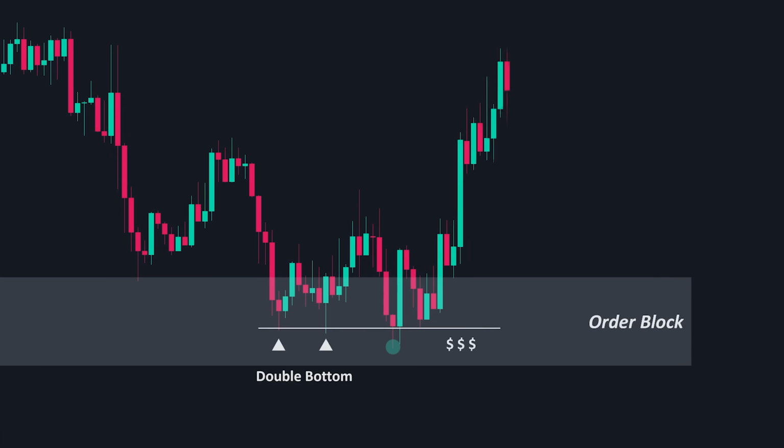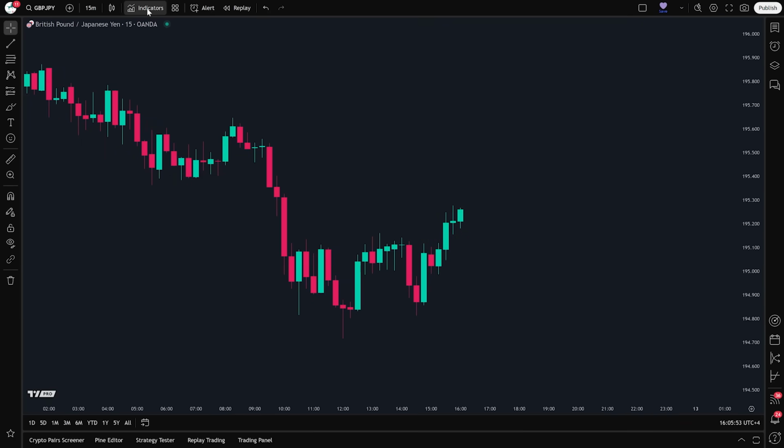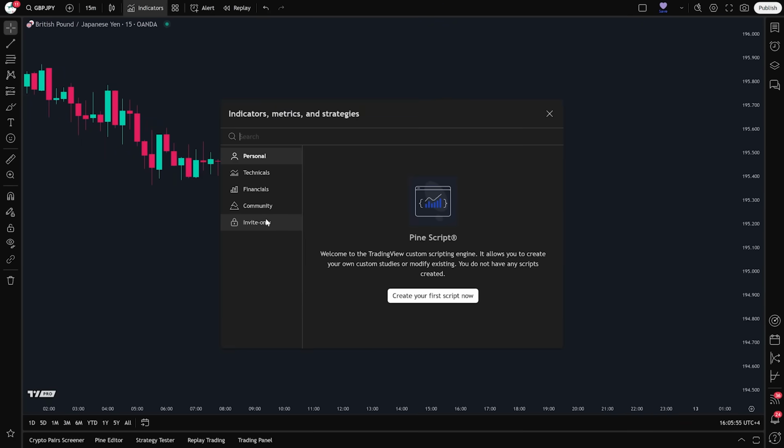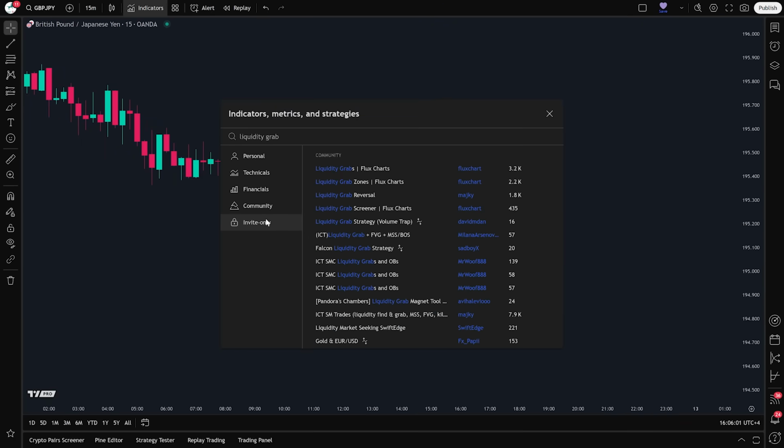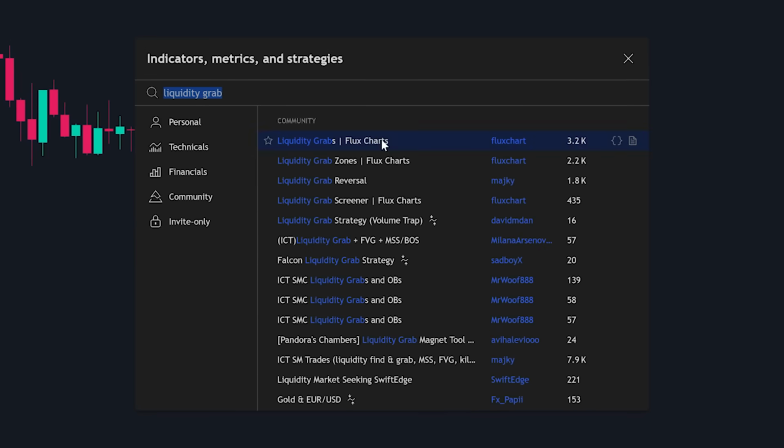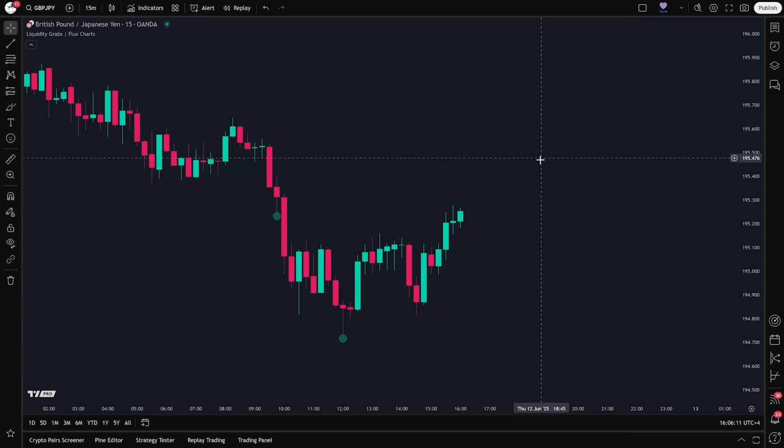This liquidity grab, when combined with confirmation from order blocks, market structure, and other SMC tools, often signals the beginning of a strong bullish move. Now, one important thing to note about the liquidity grab feature is that Flux Charts has provided it for free. To access it, simply open the Indicators tab on TradingView, type Liquidity Grabs, and select the indicator provided by Flux Charts. This gives you access to the same liquidity grab tool available in the Price Action Toolkit, allowing you to analyze the signals it provides directly on your own charts at no cost.